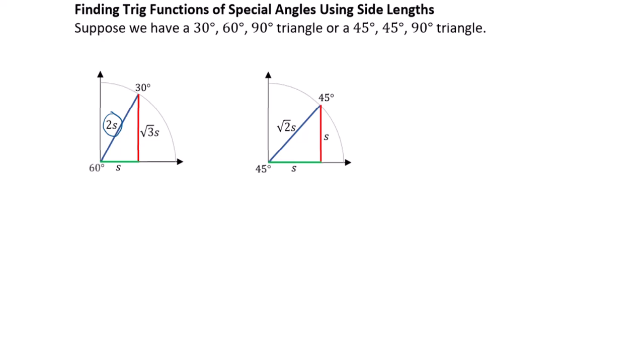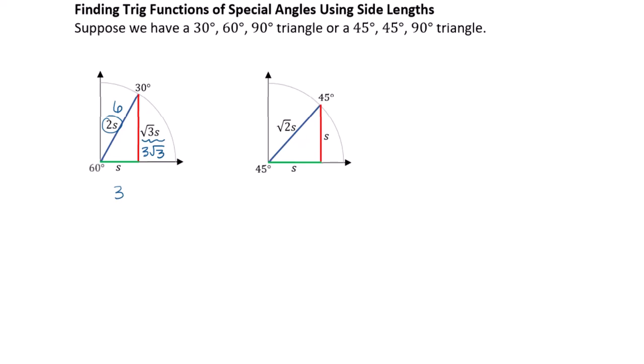That measurement is always going to be twice the horizontal measurement if we have a 60-degree angle. And this vertical measurement is always going to be square root of 3 times whatever measurement was here. So let's say that the side S was 3, then this measurement will be 3 square roots of 3, and this measurement will be 2 times 3, or 6.